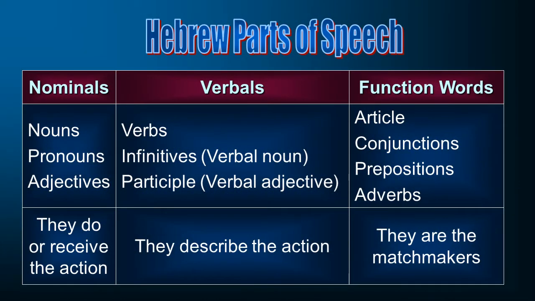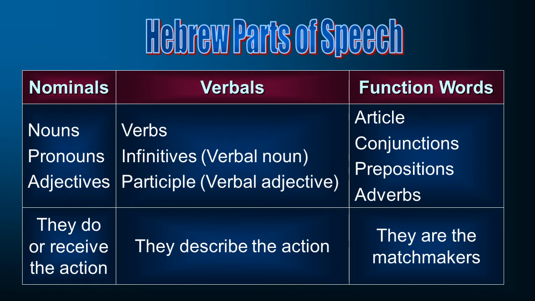We've already noted that Hebrew parts of speech can be divided into three sections. We have the nominals, that's where we're going to find our nouns, our pronouns, our adjectives, those noun descriptors. These things either do or receive the action.